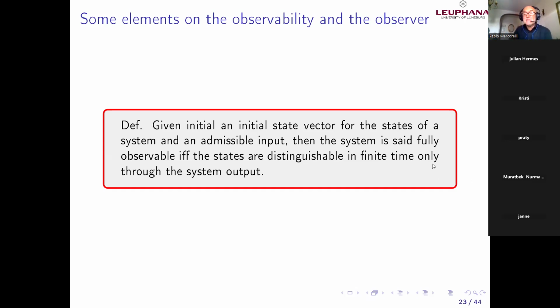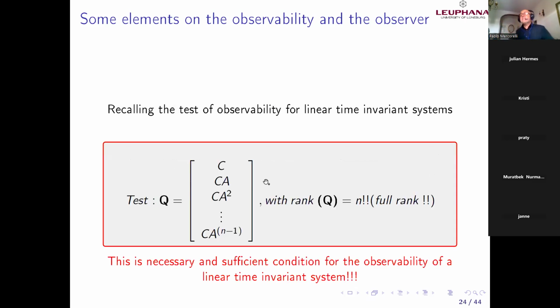Very important, nevertheless, to emphasize: only through the system output, because the input helps. One input helps. If you have two inputs, it also helps more. But it's not, let me say, necessary in the context of observability. Don't learn this just to have a feeling today. Now, this is extremely important.